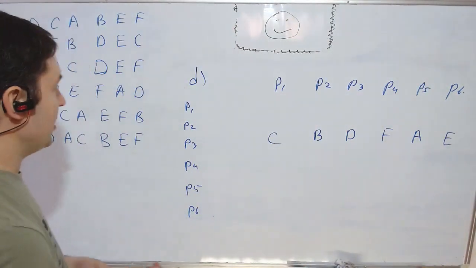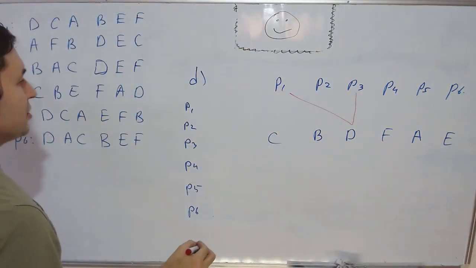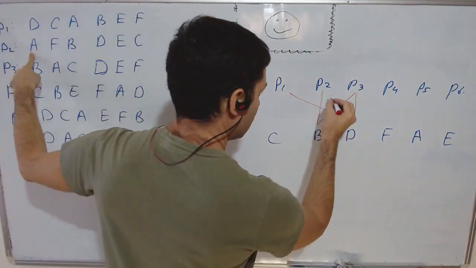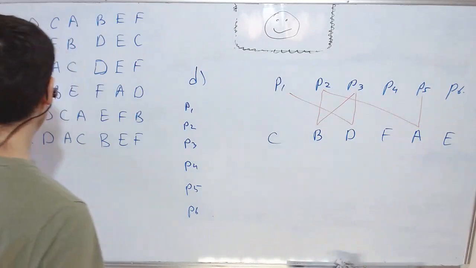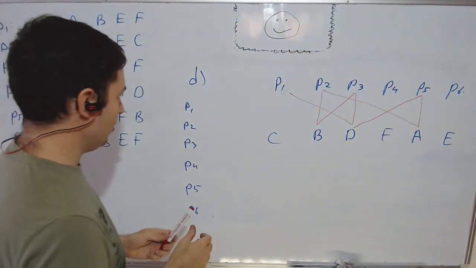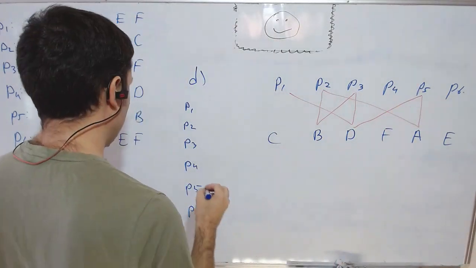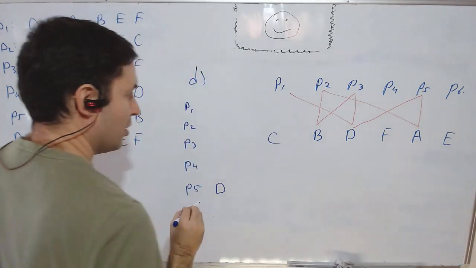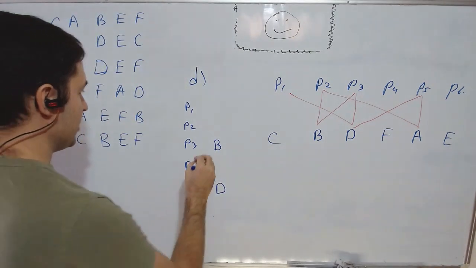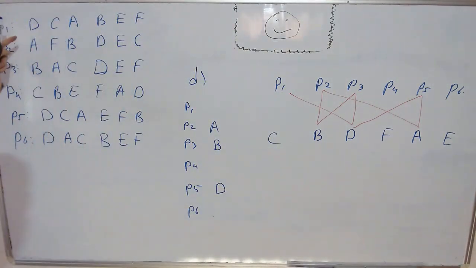So let's start doing the same thing. P1 points to D, P3 points to B, P2 points to A, P5 points to D. All right, and we get ourselves a cycle involving P2, P3, and P5. So P5 goes into D, P3 goes into B, and P2 goes into A. So they got their first choices.